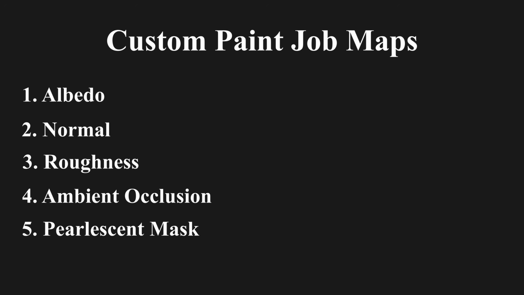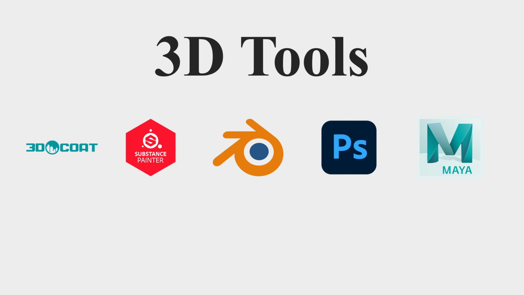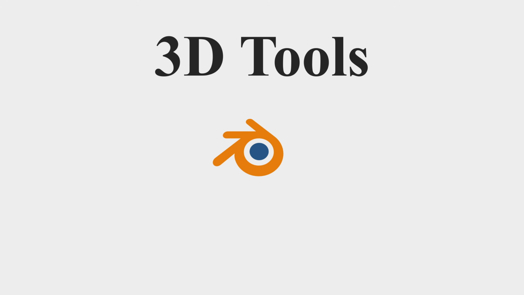Now, what I described for the albedo map, when it comes to the custom paint job style, the same applies for the rest of the maps. All of them follow the UV sheet of the weapon. So, in order to create a good custom paint job skin, you open the 3D texturing tool of your choice. If you watch my channel regularly, you'll know that my choice is and always will be Blender.